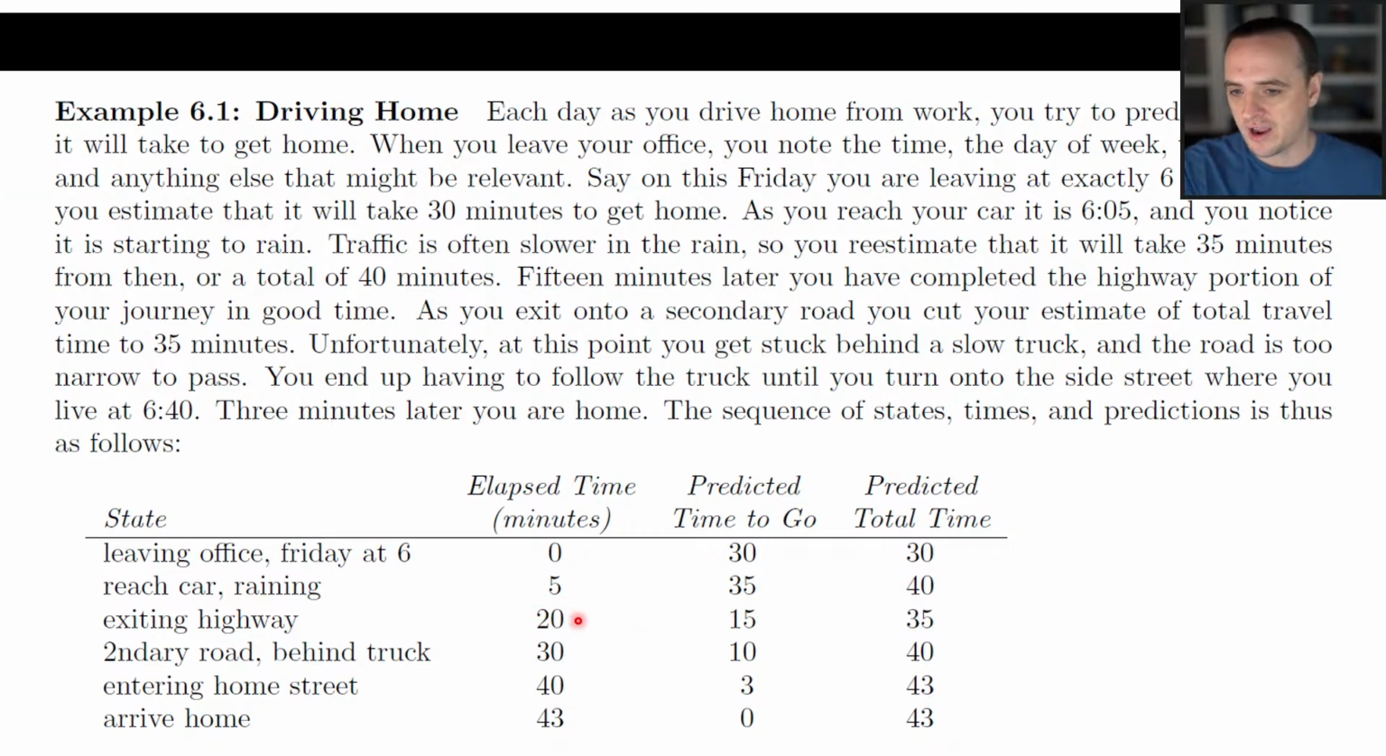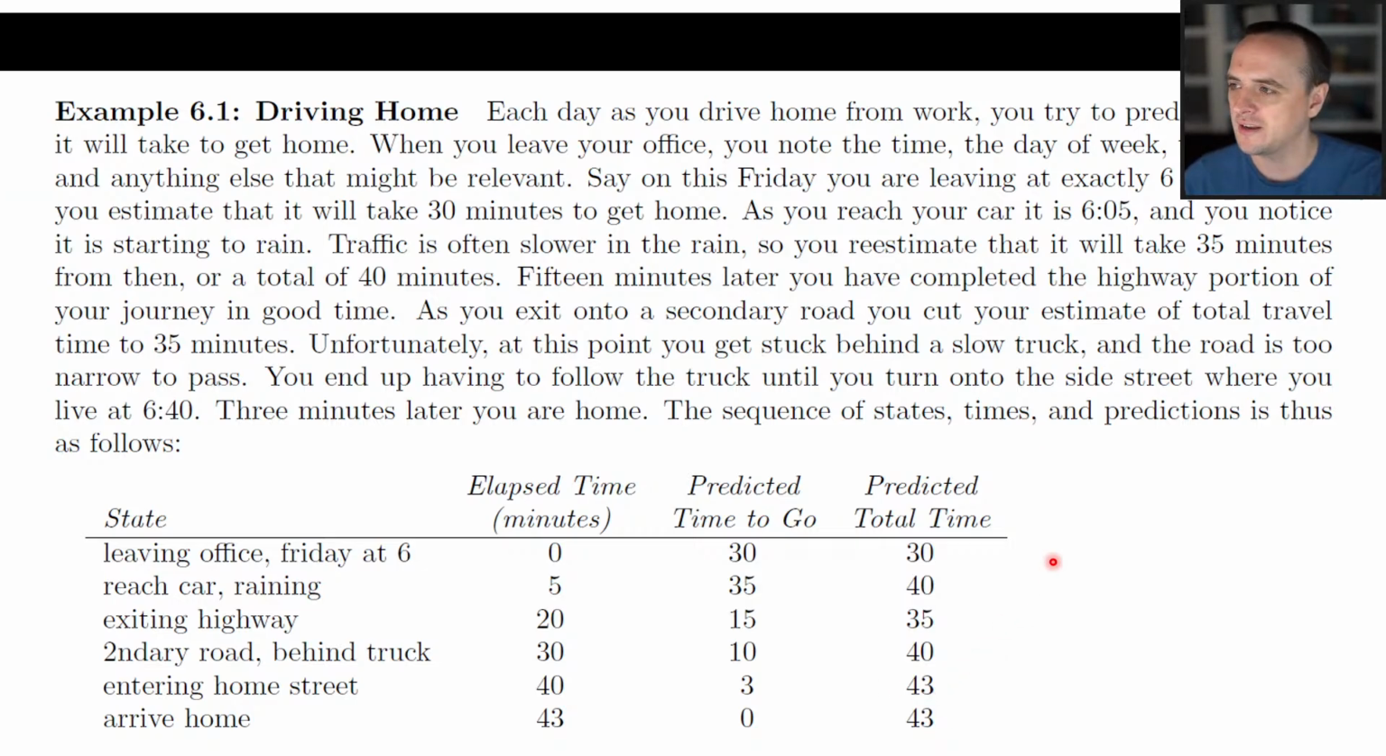When you exit the highway, you made good time. So now you predict you only have 15 minutes left to go, and so you have 35 minutes total time. Then you got stuck behind a truck. So you're saying, okay, I've got 10 minutes left. Now it's back to 40. Now I'm entering my home street. I know that I have 3 minutes left to go. So my total predicted time is 43 minutes.